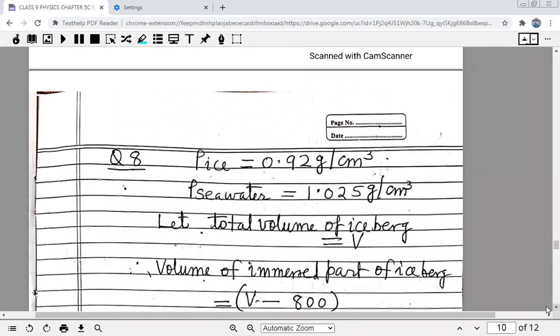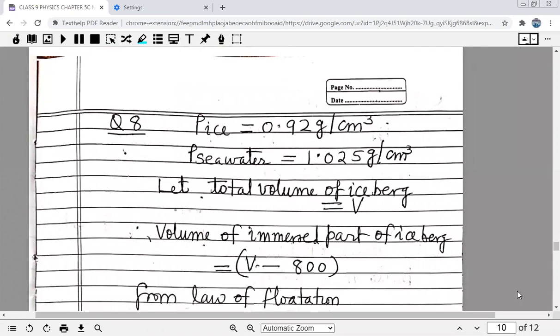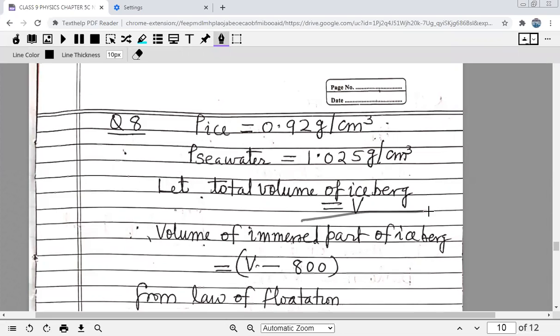Now question number 8. Here the density of ice is given as 0.92 and that of seawater as 1.025. It is also given that when it is floating in water, 800 centimeter cube is above water. You have to find the total volume. How will you find the total volume? You assume that the total volume is V. When the total volume is V, what is the volume of the immersed portion?